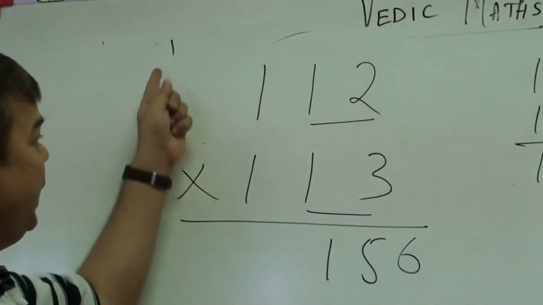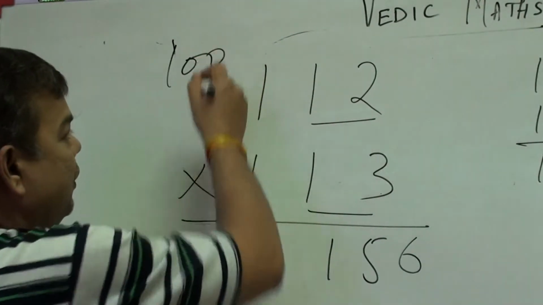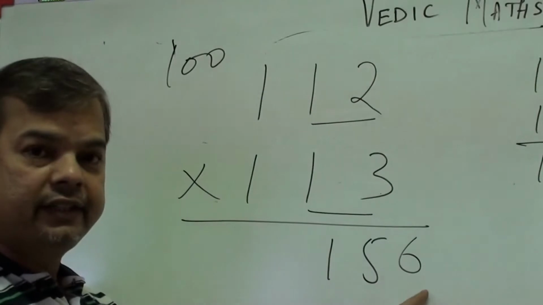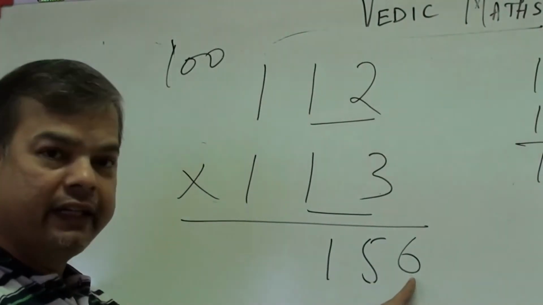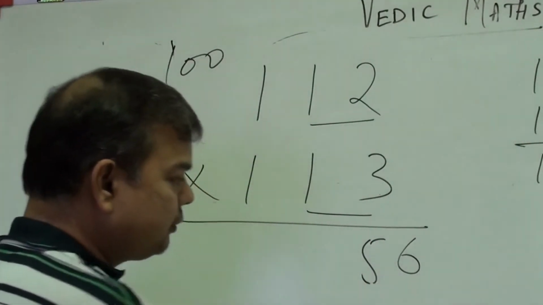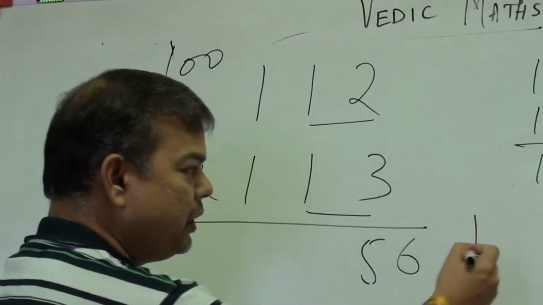But since the base is 100, you cannot write 3 digits. You can write only 5 and 6. So 1 is carried over. So 1 I will keep here.